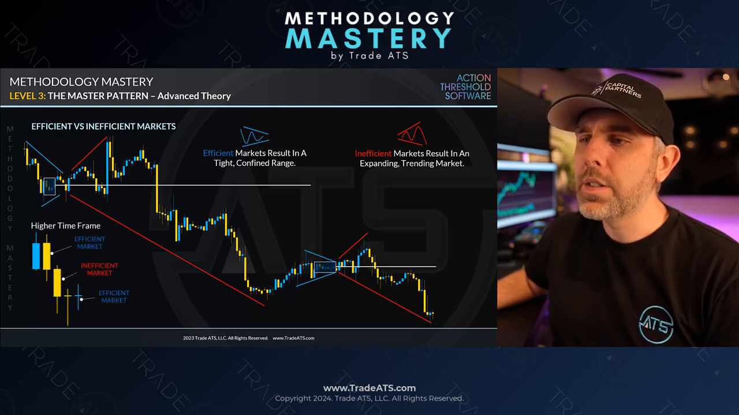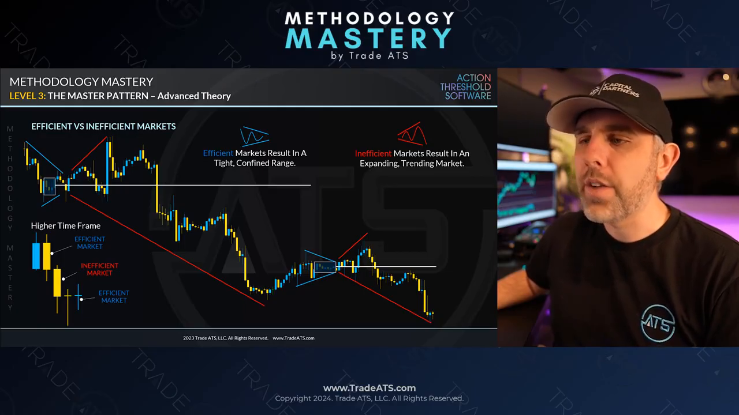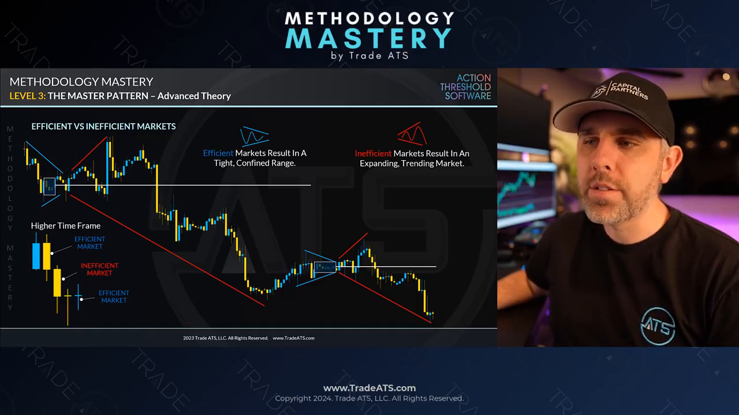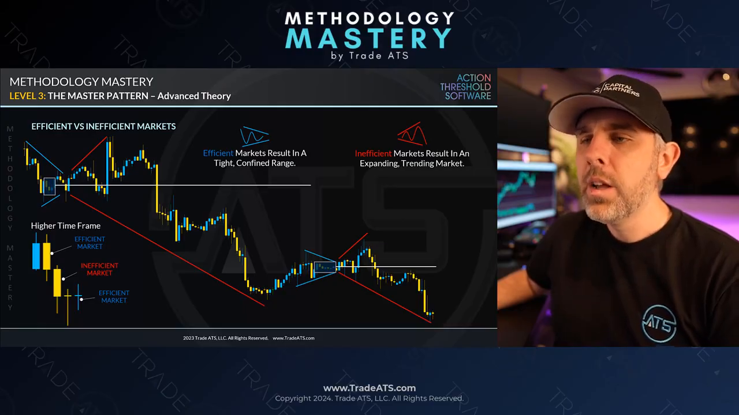So looking at the higher time frame, you can see this represented in candles. A lot of people will call this a fair value gap. Either way, however you want to call it, it's efficient market going to inefficient market, going back to efficient market. When you get a lot of candles that are overlapping each other, stacking in front of each other, that is representative of an efficient market in those candles.